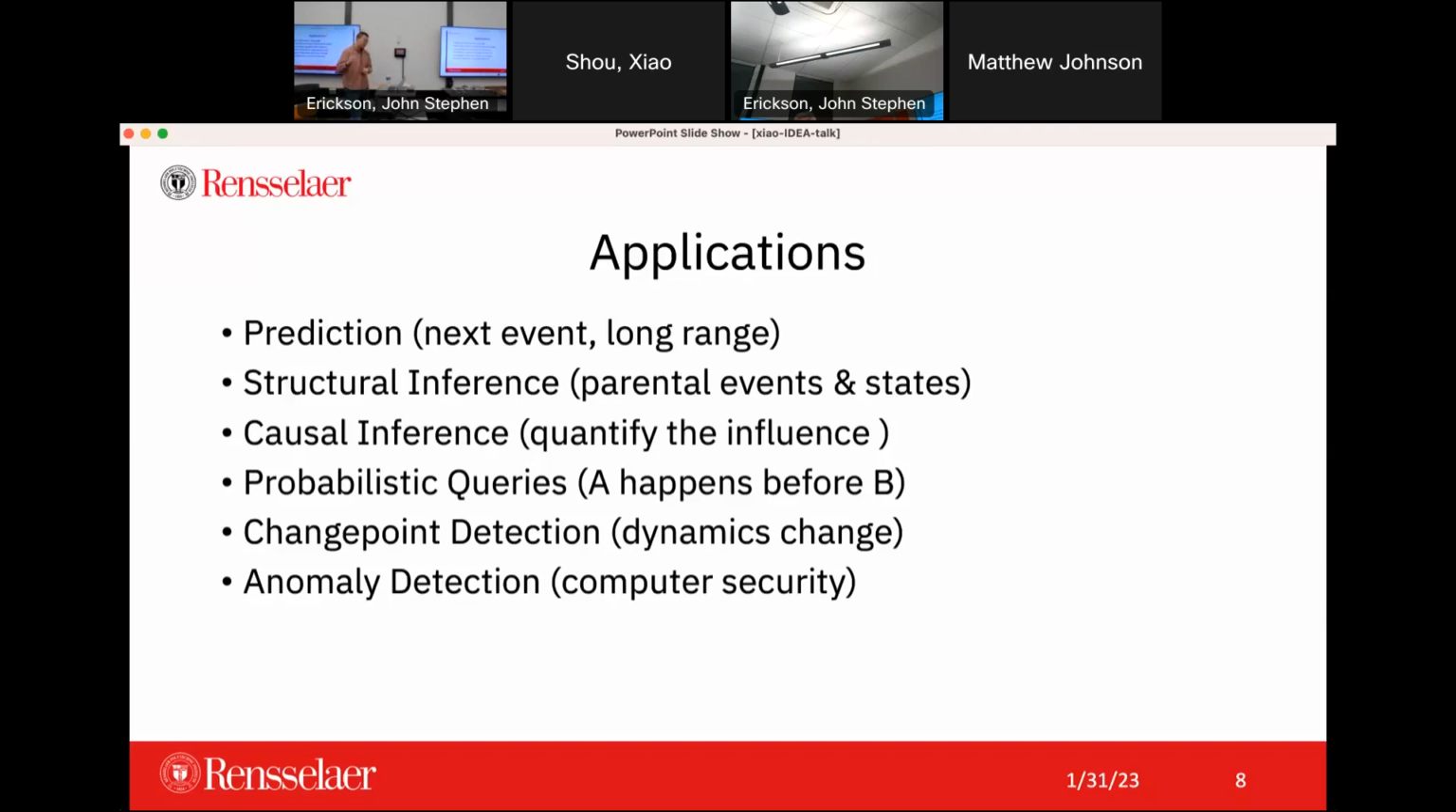There are other problems such as probabilistic queries. That is, what's the probability for A to happen before B, or vice versa? And change point detection. At some point, the dynamic changes, and you want to see if there's a shift. And anomaly detection, that may be related to computer security. So if you have some sort of actions, maybe in the system log, then you can detect whether this event, or this subsequence of events, is really a computer attack or not.